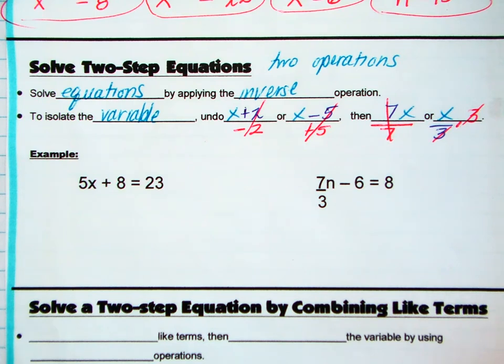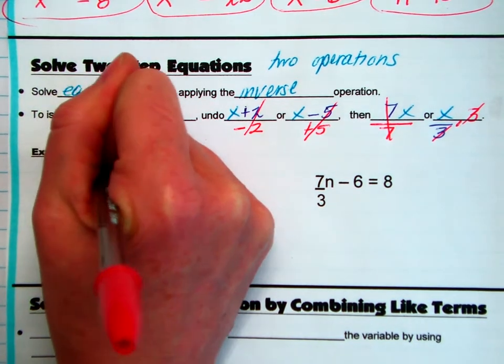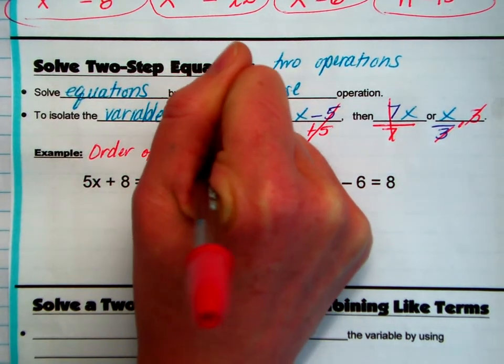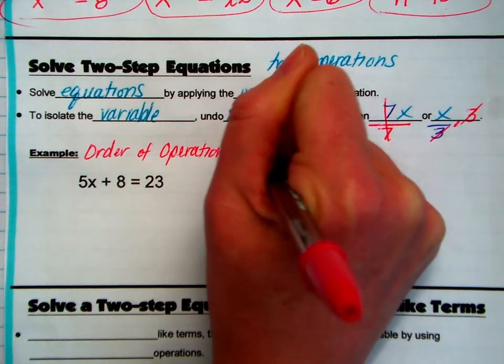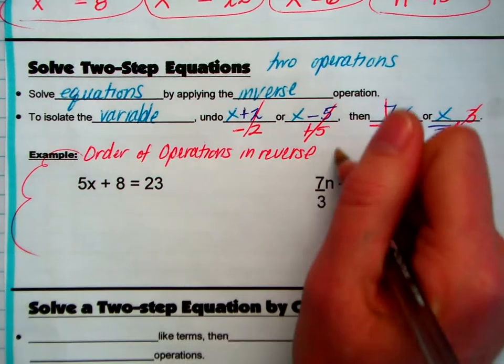Now, these two-step ones are tricky but fun because they only get more complicated as time goes on. I like to think of these as the order of operations in reverse. So if normally I would multiply and divide first, I'm going to do just the opposite. I'm going to multiply and divide last. So it's like the order of operations in reverse. So that's what's about to happen here.